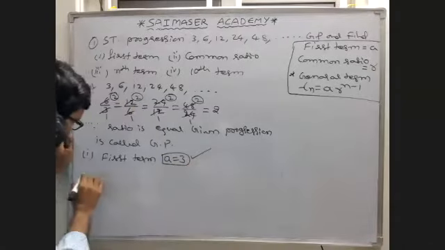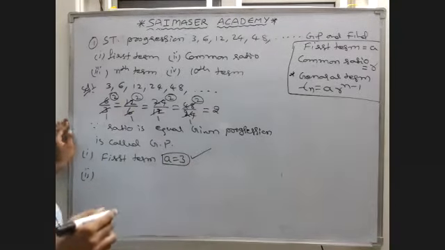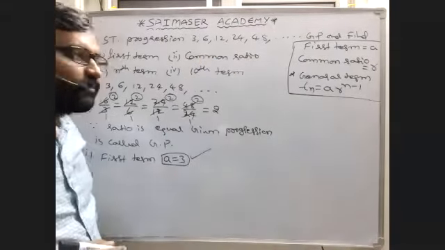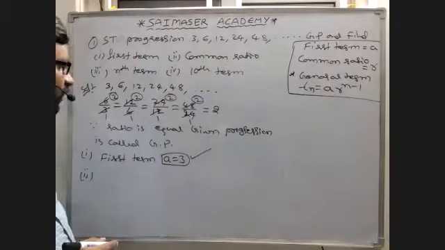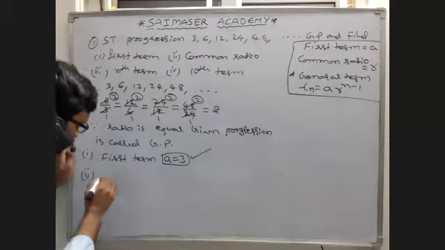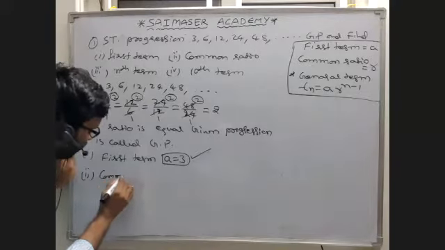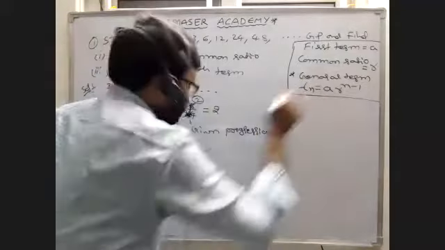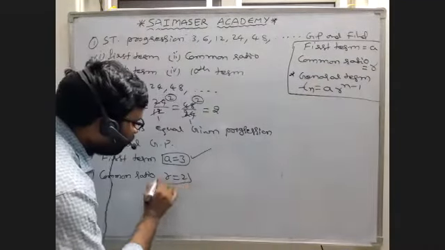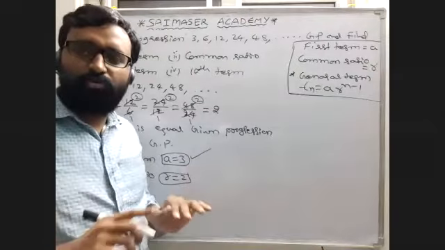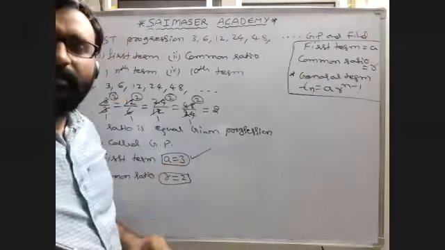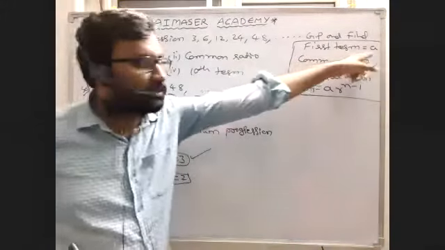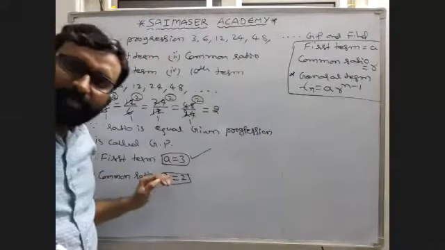Finish. Second bit. Lucky, can you say what is the common ratio? 2. Now Jibin, be ready. Common ratio we denote with R. R is equal to 2. Always listen, don't just say 2, don't say 1, don't say 3 like that. If I ask you first term, you have to say A equal to 3. You have to denote with A. And what is the common ratio? You have to say R equal to 2.